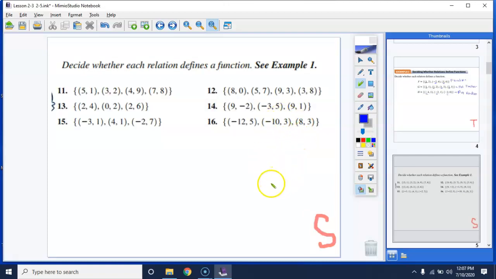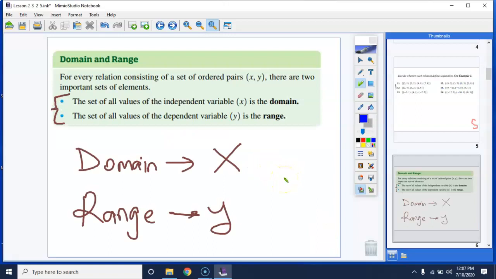Please pause the video and have a try at those, everyone. Put check marks or X's and try to solve those. Let's move on to the next part, domain and range.